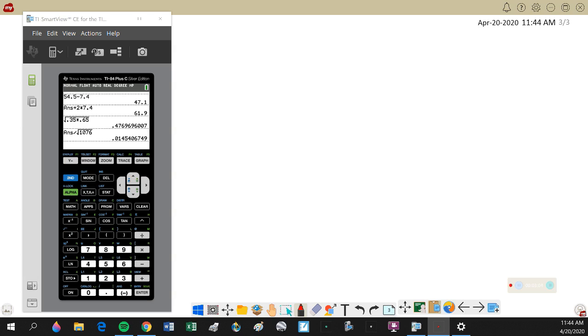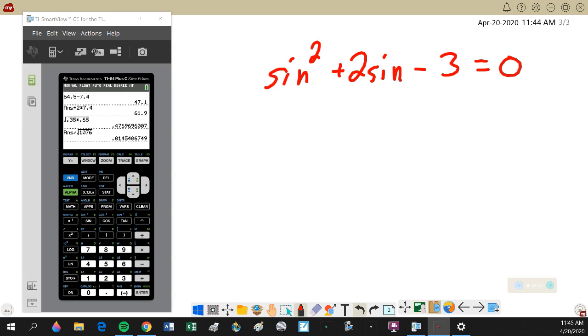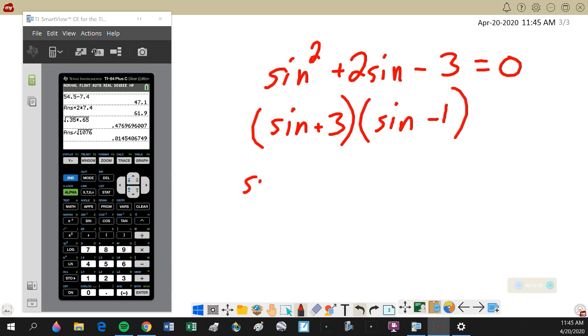Okay, 35. Same basic idea. Maybe I won't do this whole one for you. Sine squared plus 2 sine minus 3 is equal to 0. So we get sine plus 3, and sine minus 1. It's a little confusing, I better do this. So the sine of theta equals -3, and the sine of theta equals 1.